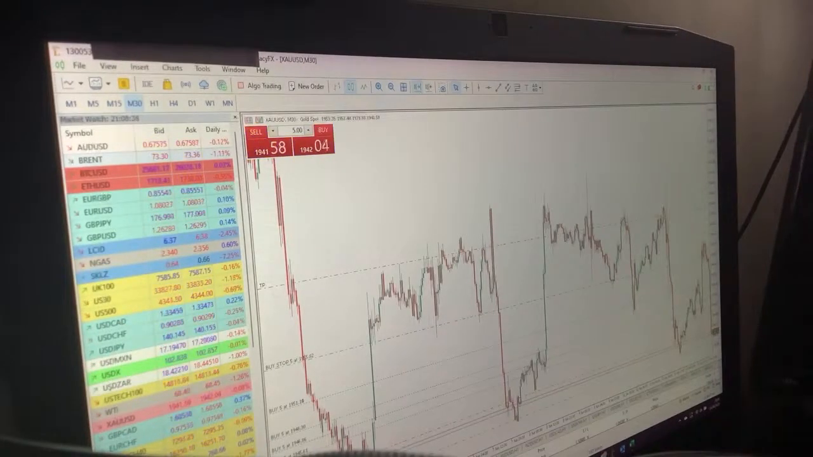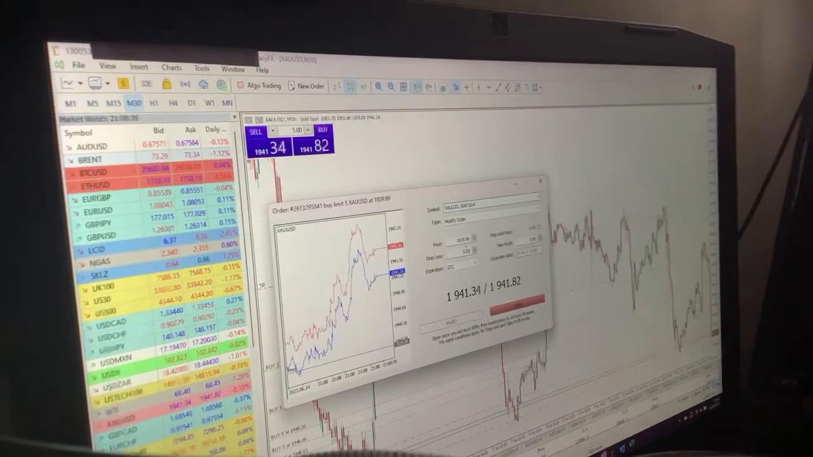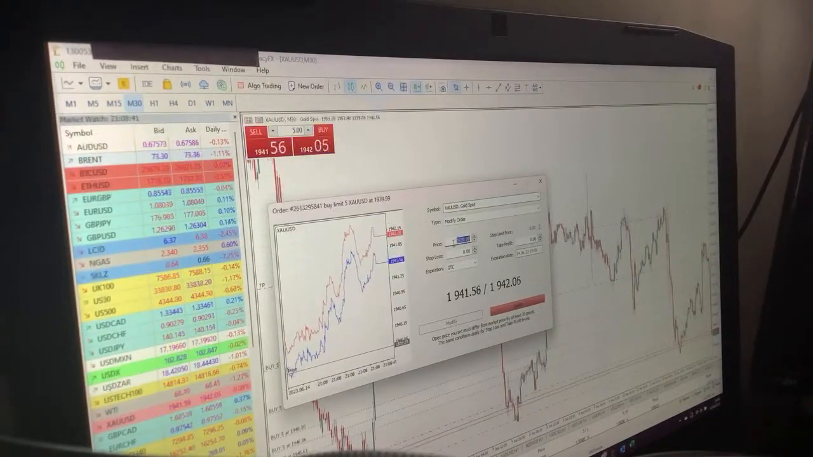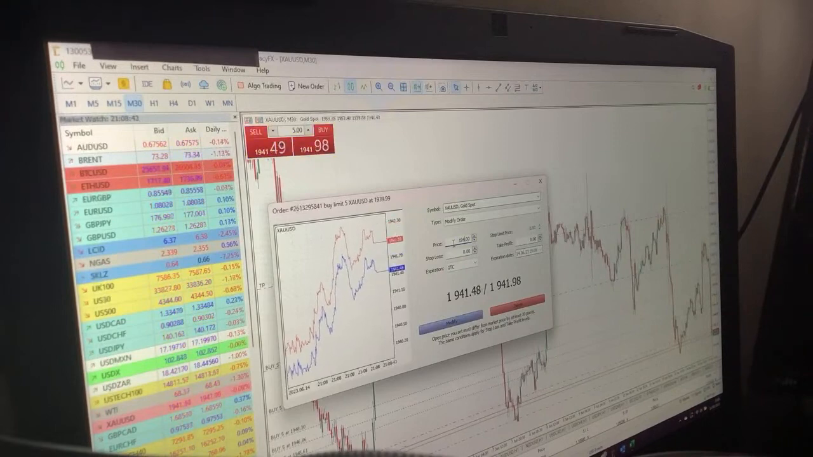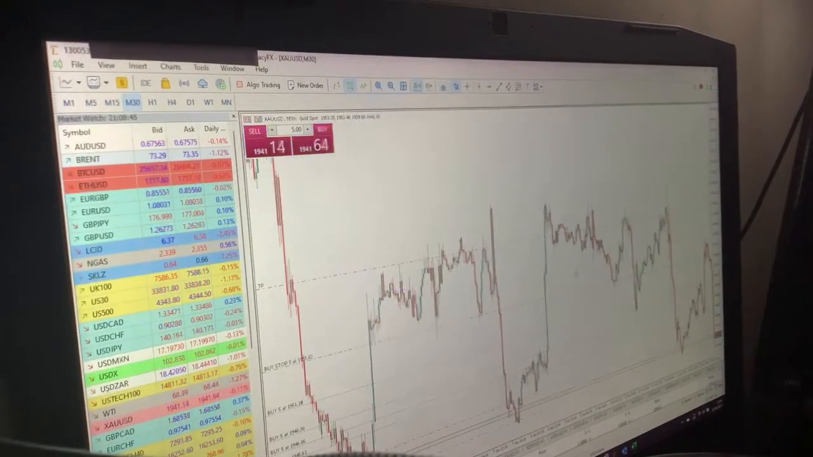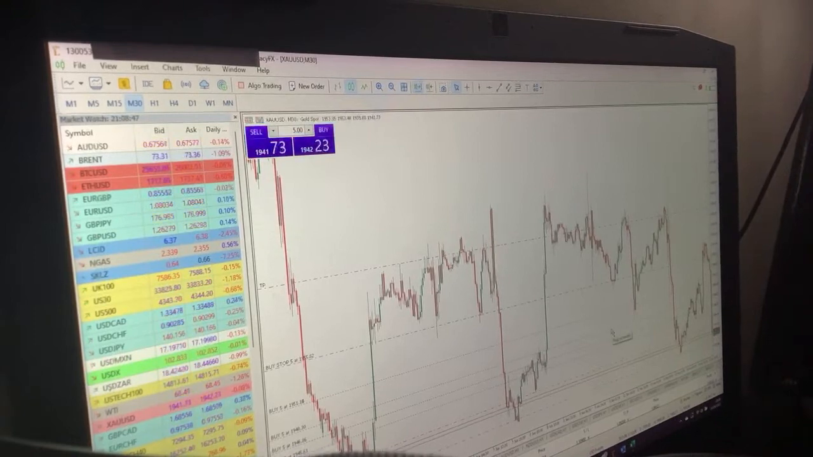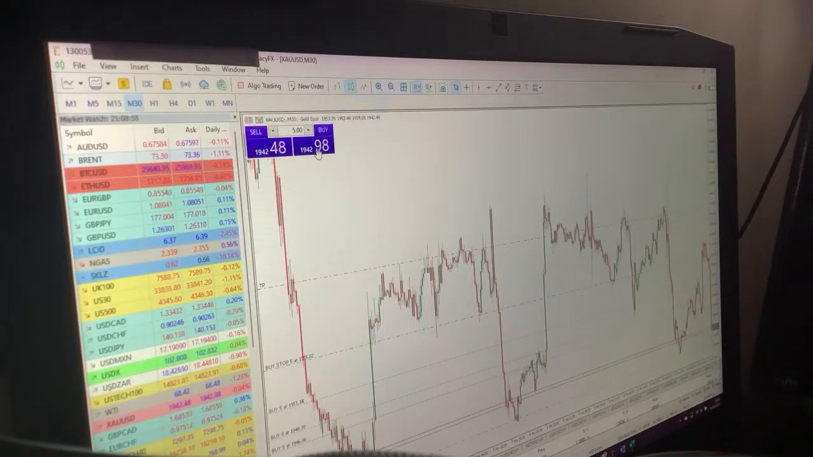Oh, it didn't trigger again. It touches 1940. It's just touching the 1940 and recovering back. That's what the gold is doing from there. So it's going to close my sell. Yes, it's closed my sell in profit, but I still expect gold to go a little bit down because there's a lot of pressure for gold to go down.